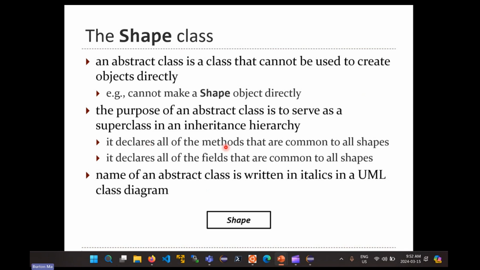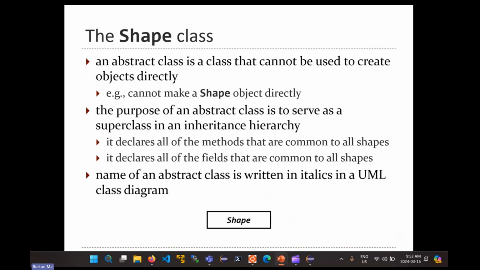What does it do? It declares all of the methods that are common to all shapes, and it declares all of the fields that are common to all shapes. So the idea is that you figure out what are all the common features that you want shapes to have, and you put them in one place, in the shape class. Now, anybody who wants to make a shape object can subclass shape. They can change the methods, they can add extra fields or whatever else they need to do to get a working version of their class.